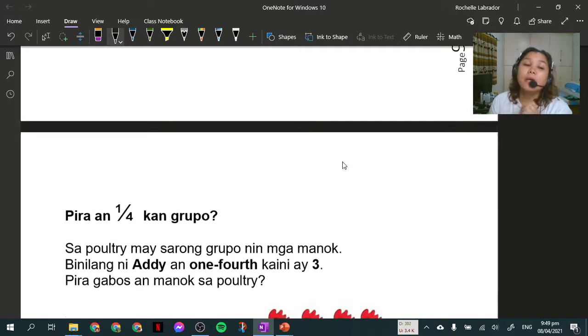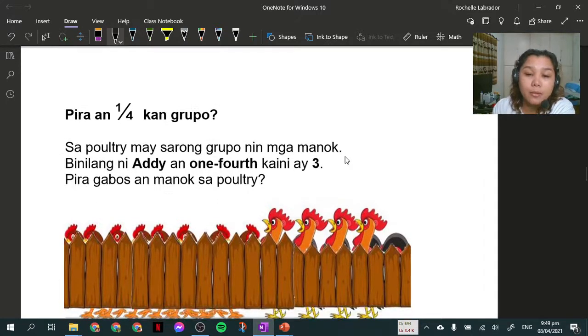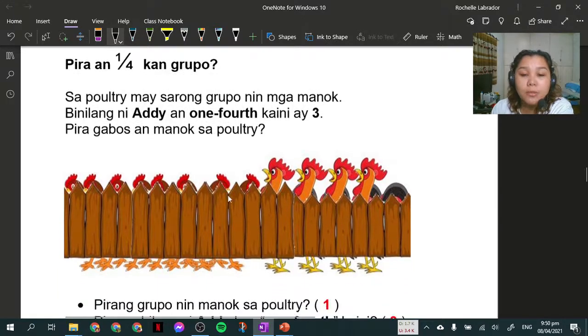Okay. How about 1/4? So, pira and 1/4 kan grupo. So, hindi naman birds this time, rooster, chicken. Okay, sa poultry, may sarong grupo nin mga manok. Binilang ni Adi and 1/4 kay ni 3. So, pira gabos ang manok sa poultry.